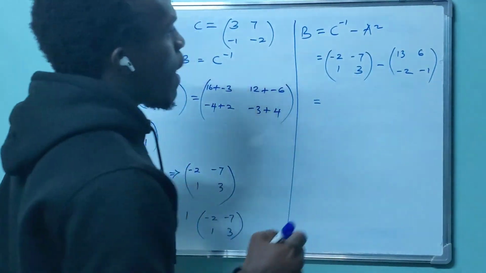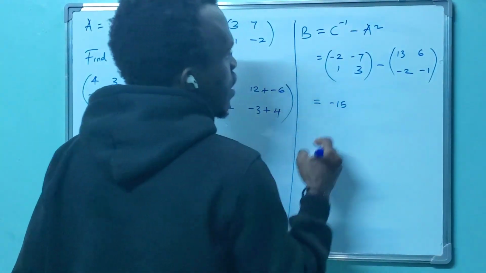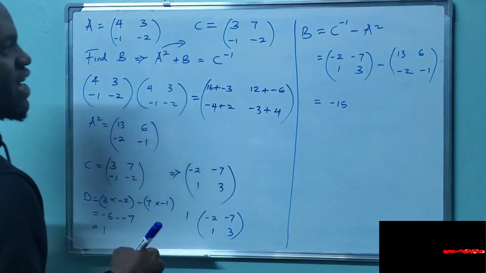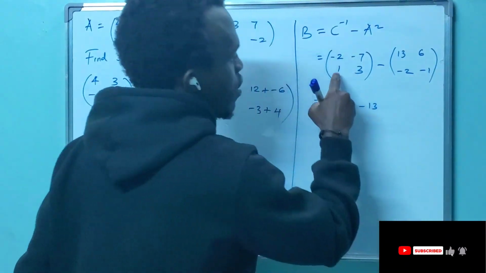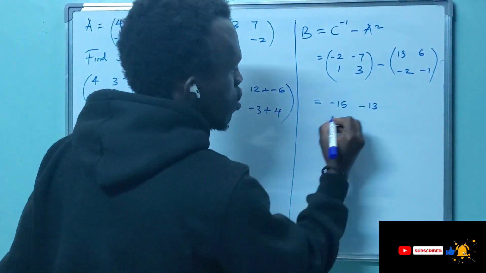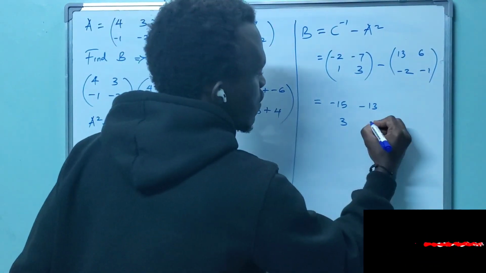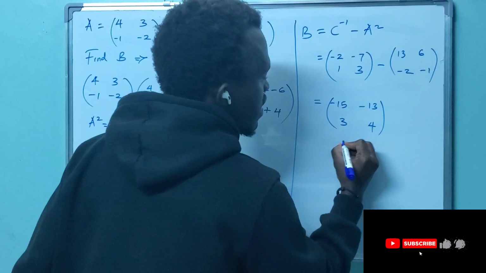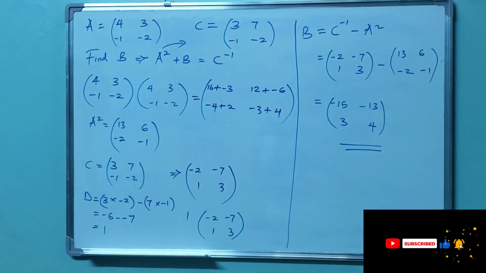Negative 2 minus 13, that is going to be negative 15. Then negative 7 minus 6, that is going to be negative 13. Then 1 minus negative 2, that is going to be 3. Then 3 minus negative 1, that is going to be 4. And this is our matrix B. That's how we work out matrix B.